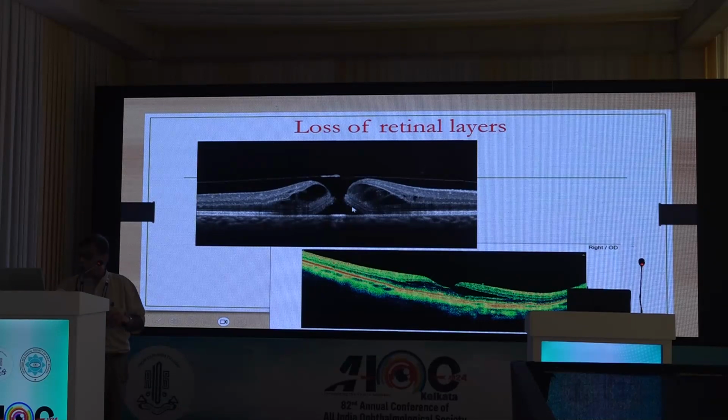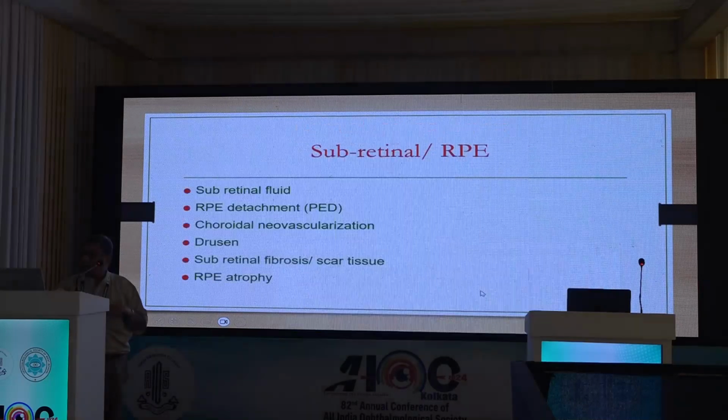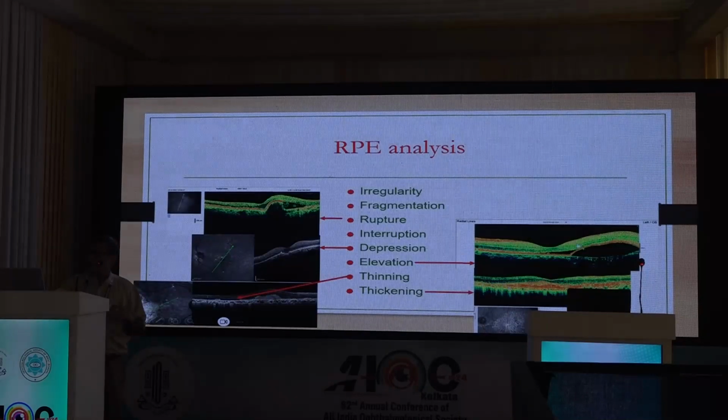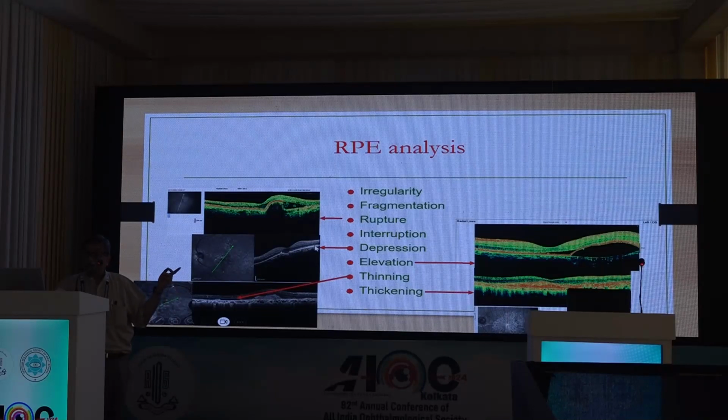You have a macular hole. On the other hand, here it's cutting through, but the last layer is intact. The RPE photoreceptor is intact, which means this is a lamellar macular hole. And at the subretinal level, you can have subretinal fluid, RPE detachment, choroidal neovascularization, like you see over here. You have a RPE detachment here. You have a depression. This is a focal choroidal excavation.